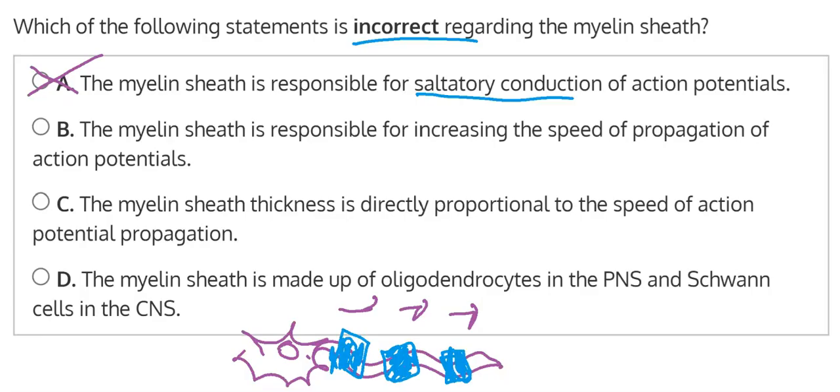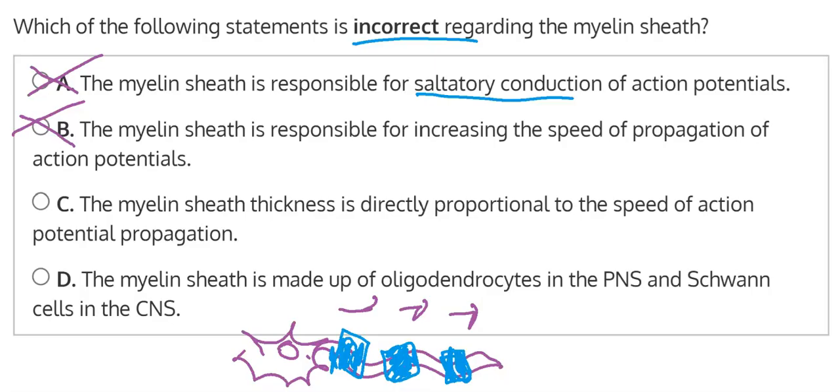Option B says that the myelin sheath is responsible for increasing the speed of propagation of action potentials, which is correct. That's what we were describing, how the action potentials and messages move along faster because of the myelin sheath. Since we're looking for what's incorrect, we can eliminate option B.